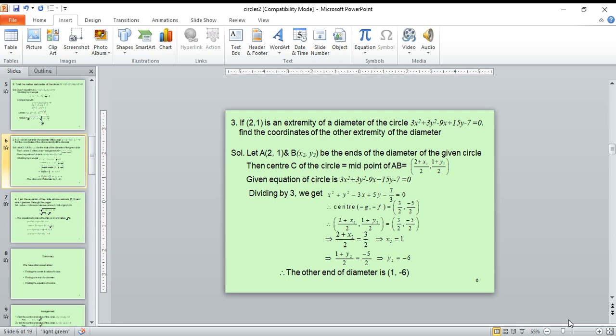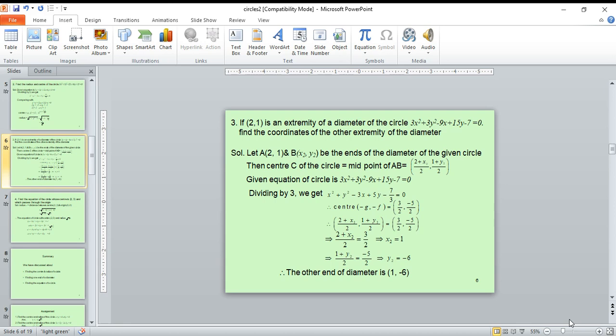I am repeating this question. In this question we have to find the ends of the diameter. One end is given, but the other end is not, while the circle equation is given. So using the circle equation and one endpoint, we have to find the other end of the diameter. If (2, 1) is an extremity of the diameter of the circle 3x² + 3y² - 9x + 15y - 7 = 0, find the coordinates of the other extremity.